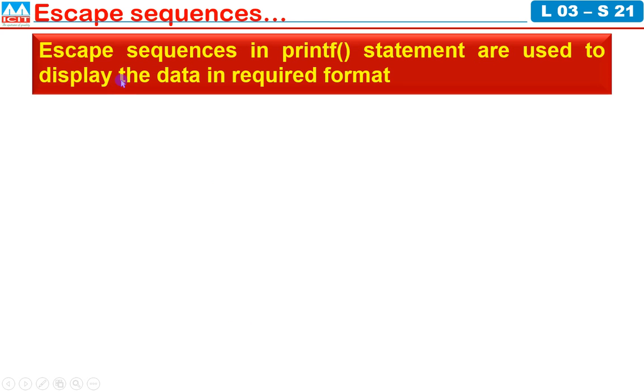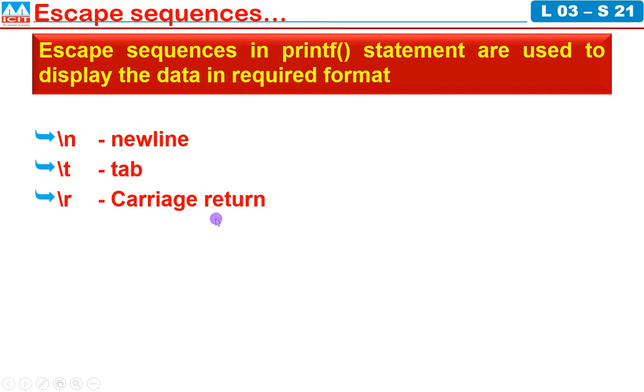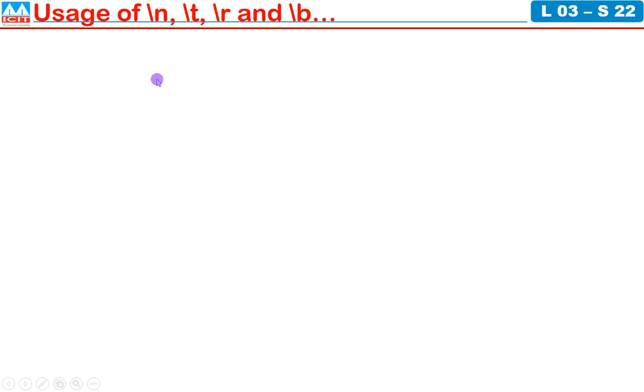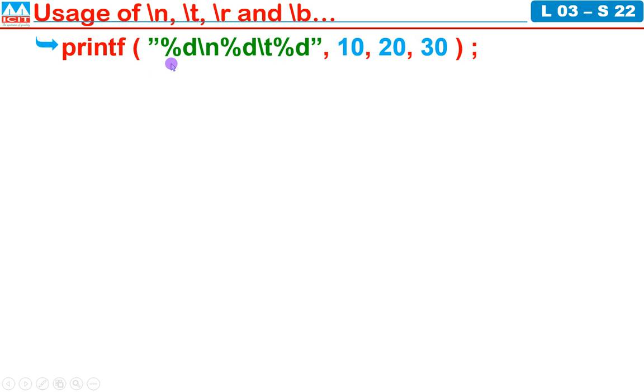Escape sequences. Escape sequences in printf statement are used to display the data in the required format. \n is for new line, \t for tab, \r for carriage return, \a for alert, \b for backspace. Now let us look at the functionality of \n, \t, \r and \b.